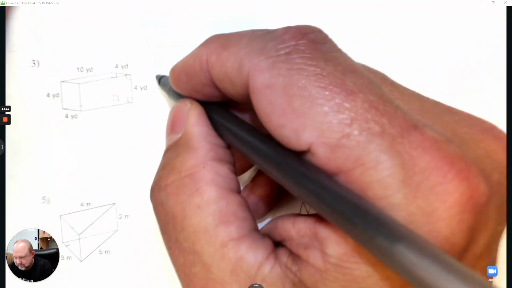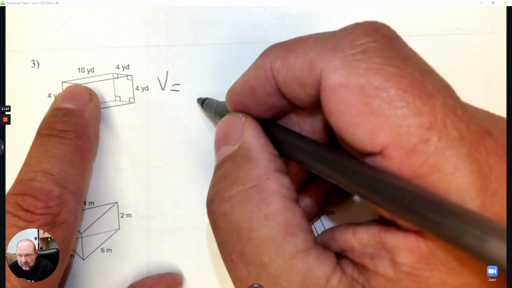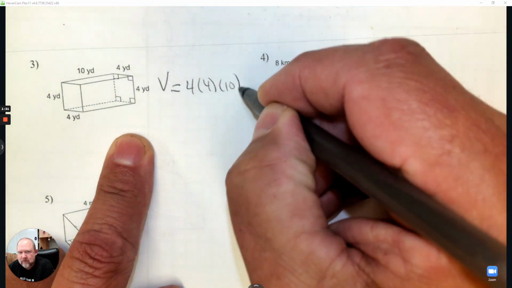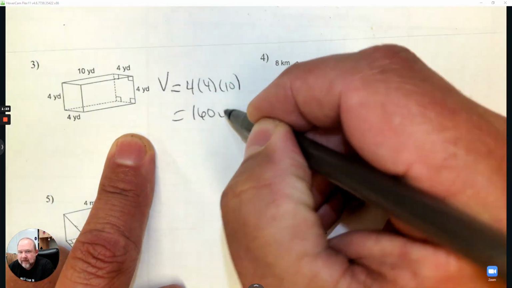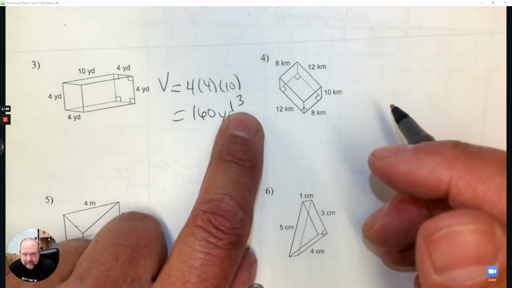Number 3. Again, find the dimensions here, and for the volume of a rectangular prism, you multiply each dimension together. So 4 times 4 times 10, order doesn't matter. If you need a calculator, you can do it. And make sure you include the letters and you cube it.